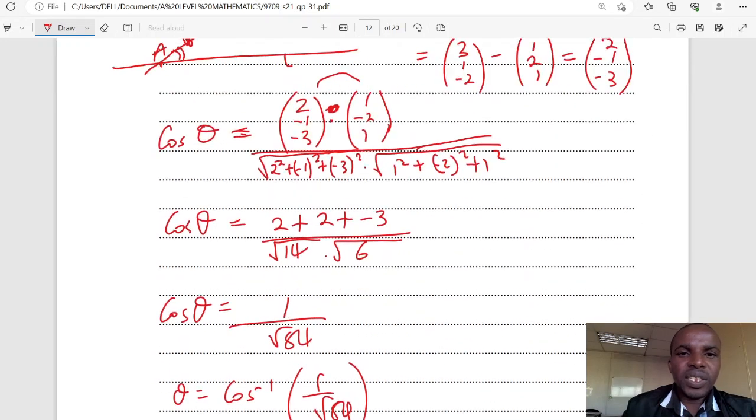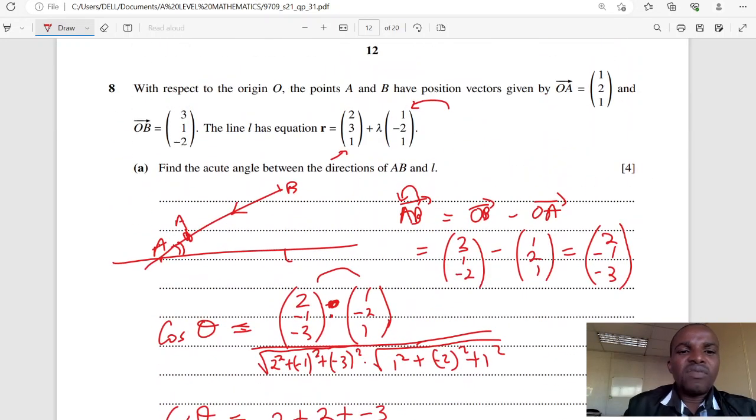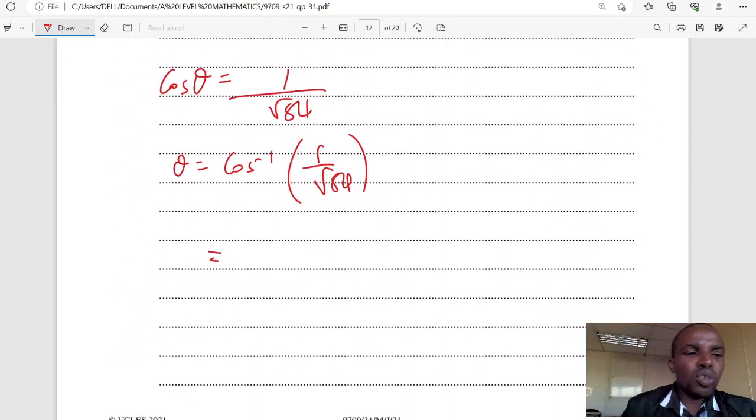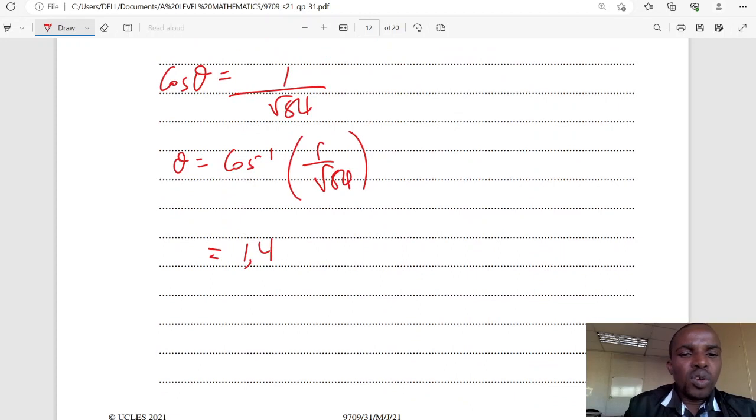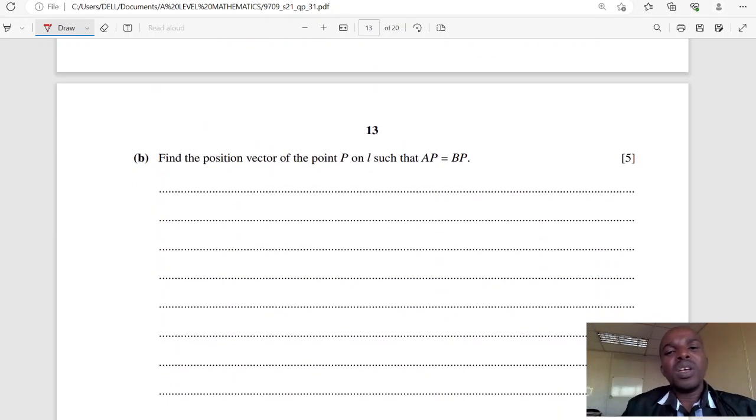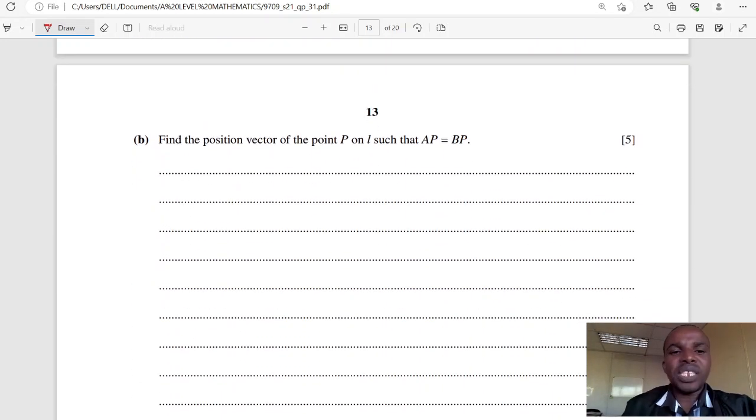So in radians, in this case, they said, find the acute angle between directions AB and AL. If it's in radians, then you are supposed to put 1.46 to three significant figures, or in degrees. If it's in degrees, then you are supposed to put 1 decimal place. So it will be 83.7 degrees. Whichever way, radians or degrees, this is the acute angle, less than 90 degrees.